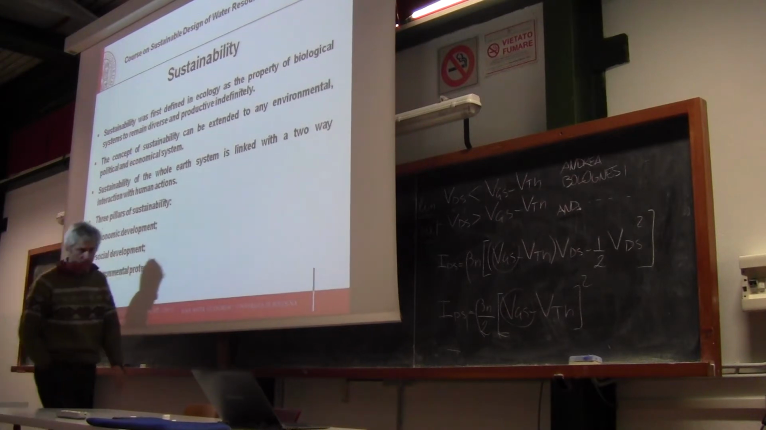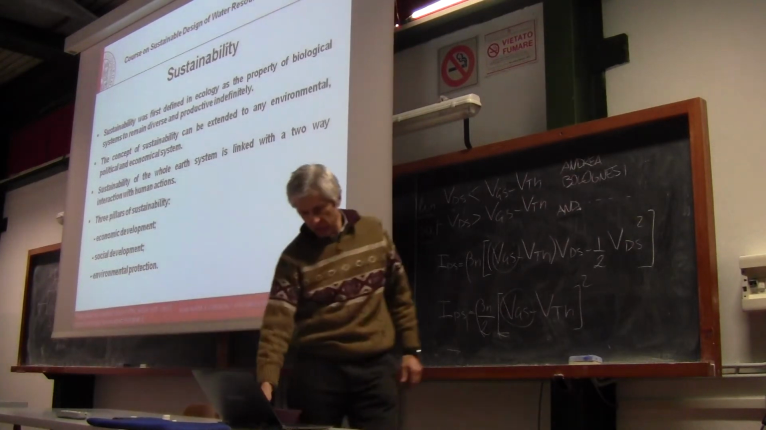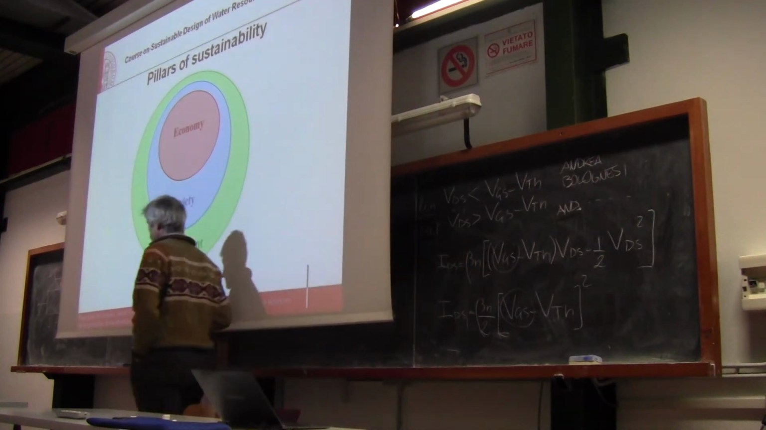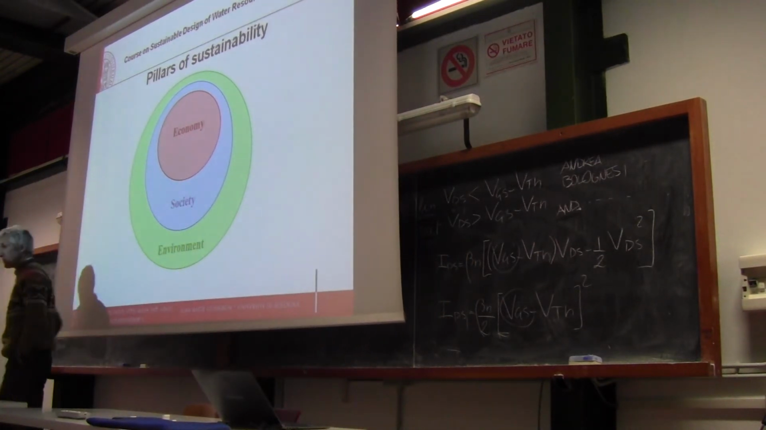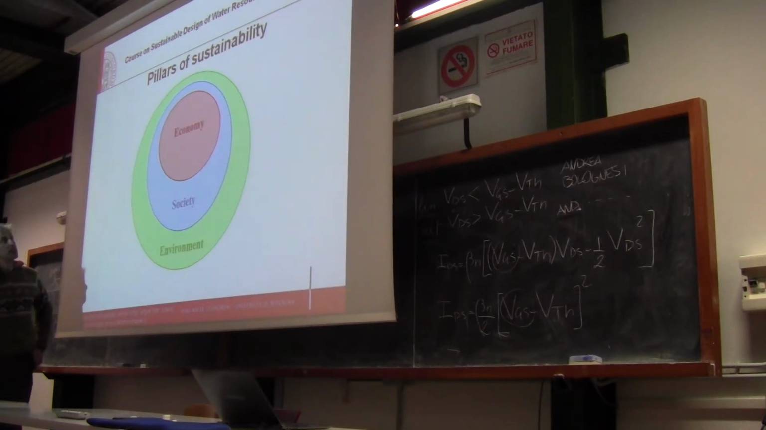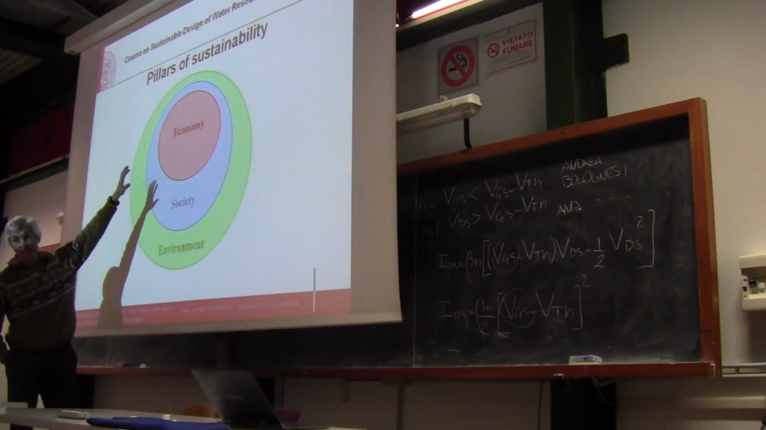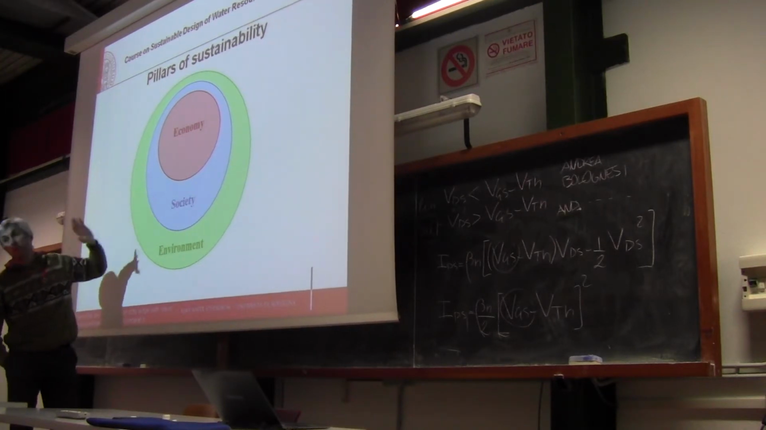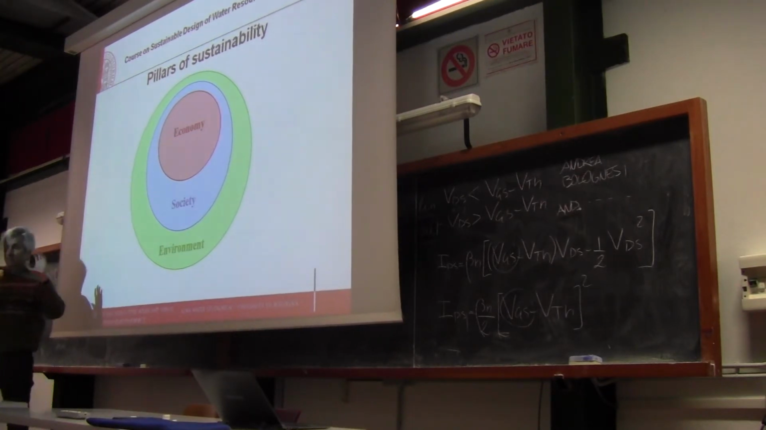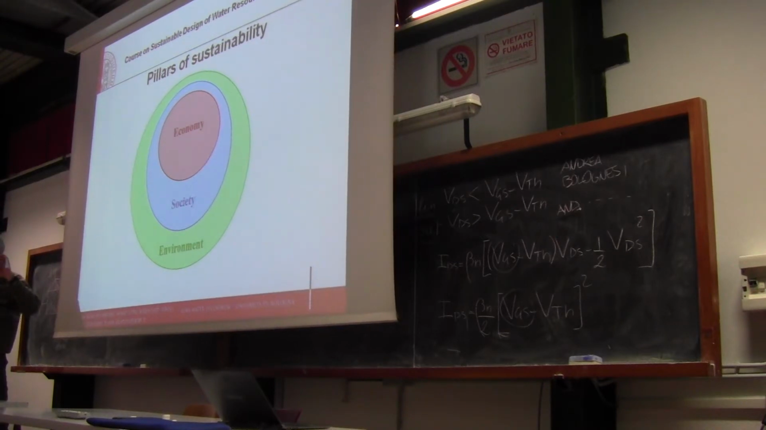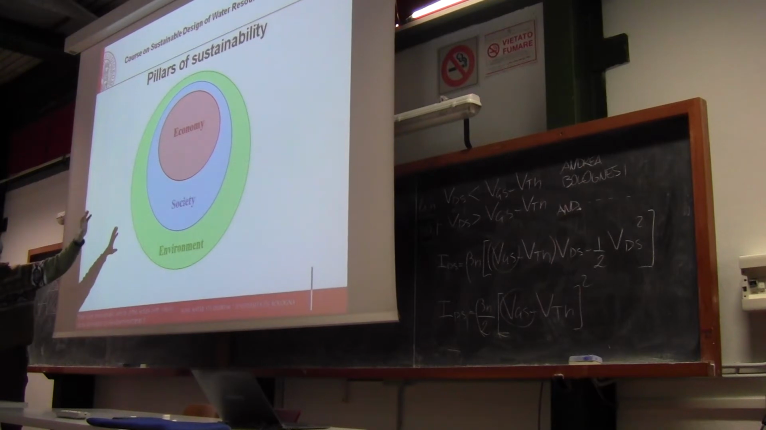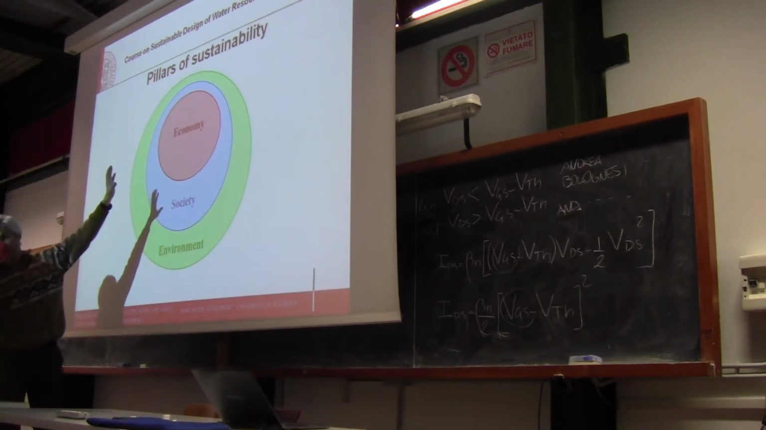And there are two figures which are interesting, that I took from the Wikipedia link that you find on my web pages. And this figure is interesting because you can realize that economy is nested into society, and economy and society are nested into environment. So environment is the boundary condition that dictates the development of society, which in turn dictates the development of economy.